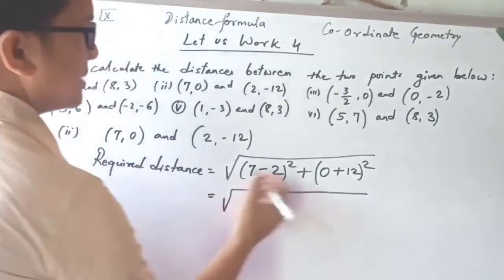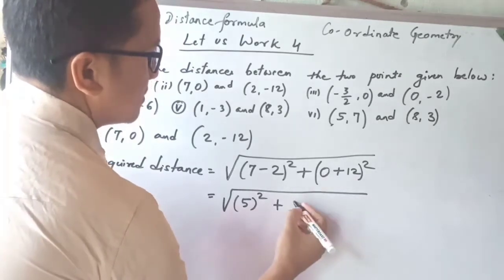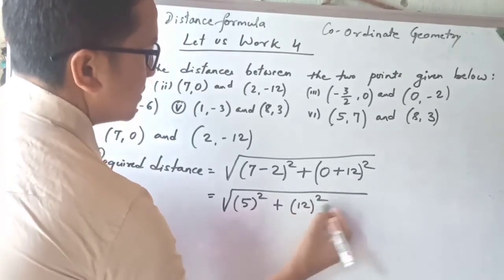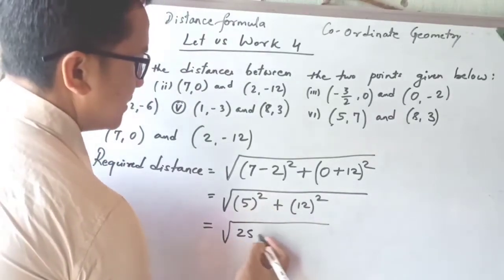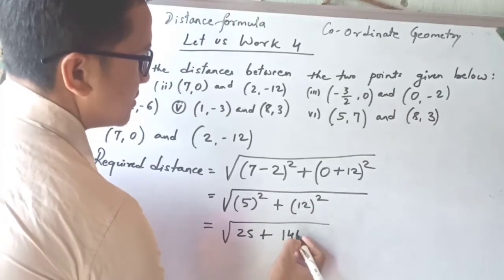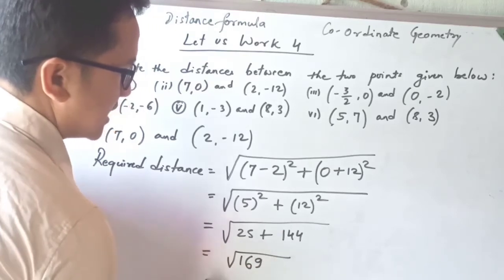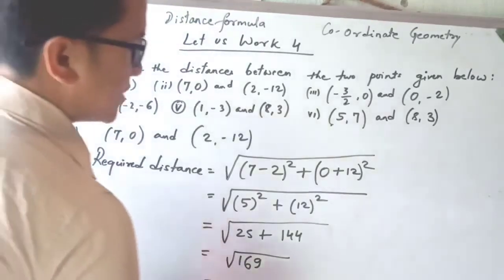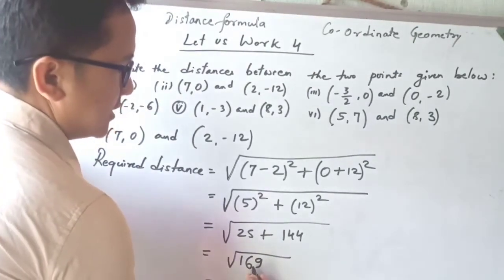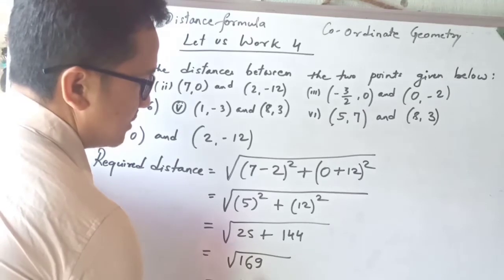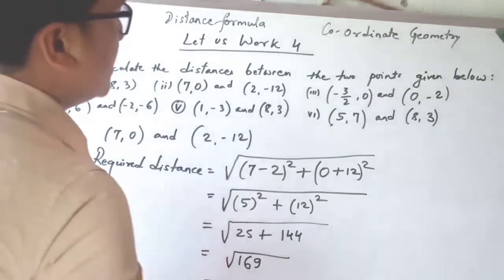And in the next step, 7 minus 2 is 5, and we have to write the square of 5, and 0 plus 12 is 12, and the square of 12. And next step, square of 5 is 25 and the square of 12 is 144. When you add this, we get 169. As 169 is the product of 13 and 13 multiplied, it will come to 169. That's why the answer will be 13 units. In this way it can be solved.